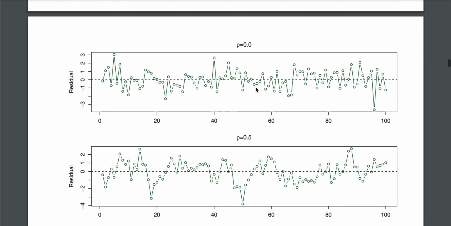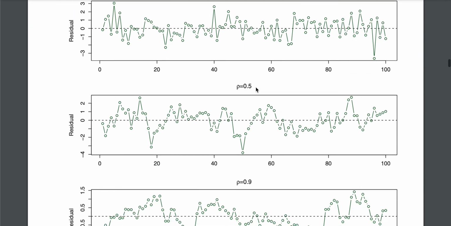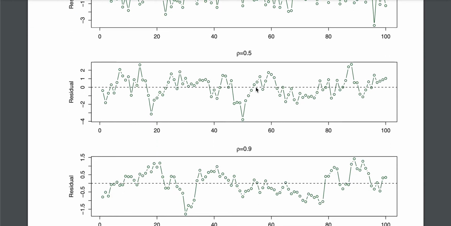This is something to observe, to plot when you're dealing with time series. Look at the residuals, plot the residuals, and see if there is a discernible pattern. If there is a discernible pattern in the residuals, that means that the model could have captured it but failed.